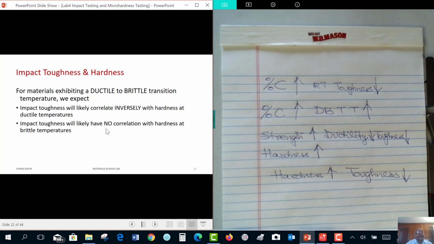Now it turns out that hardness does not change very much at low temperatures. So of course, if the material becomes brittle, we will see no correlation with hardness because it'll show the same zero or near zero impact toughness.